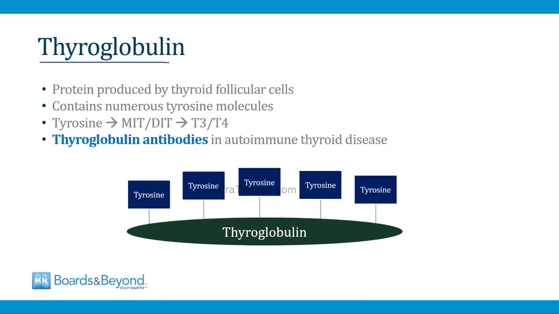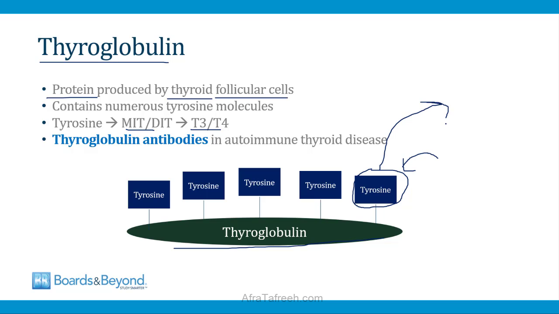Let's talk about thyroglobulin, which is a protein that's produced by follicular cells found in the thyroid gland. Thyroglobulin is a large protein that has numerous tyrosine molecules attached to it. And so these molecules get converted into MIT and DIT, and then T3 and T4, and then they are released as T3 and T4 hormones. So basically, thyroid hormone is produced attached to thyroglobulin in the thyroid gland. And from a clinical point of view, there are thyroglobulin antibodies that occur in autoimmune thyroid disease, just like there are anti-TPO antibodies that can occur.